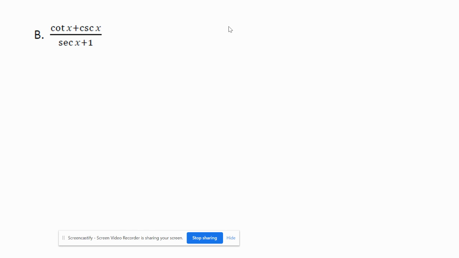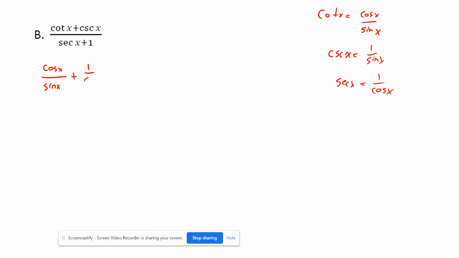Cotangent over cosecant over secant plus 1. Okay, so this one's going to be looking quite a bit more difficult. Let's see what we can do. We know that cotangent x equals cos over sine, and these are all off your formula sheet again, guys. We know that cosecant x is 1 over sine, and we know that secant x is 1 over cos. So we're going to use these three identities here. All right, cotangent. We have cos over sine plus 1 over sine.